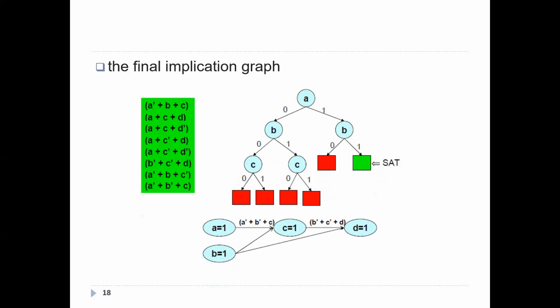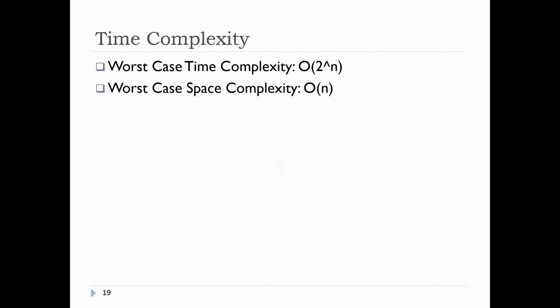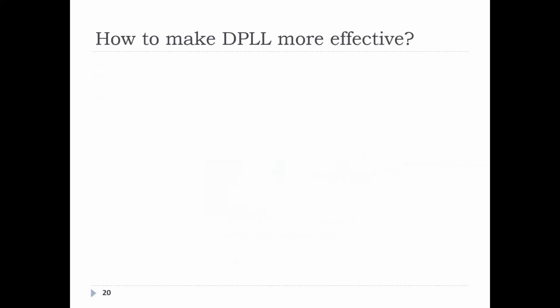So this is how the DPLL algorithm works, using backtracking and simplification of propositions by assigning values to the variables. But there are certain setbacks to this DPLL algorithm. So the next step is that we're going to see the time complexity. The worst case time complexity is still O of 2 to the power n, and the worst case space complexity is O of n. So we need to find out ways to make it more effective. So let's look at how we can make DPLL more effective.